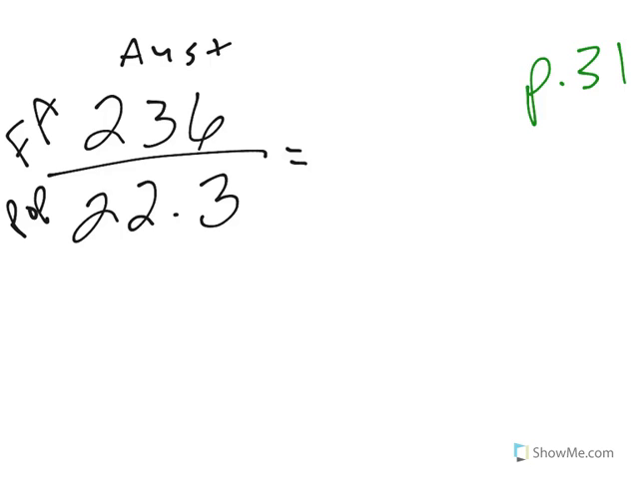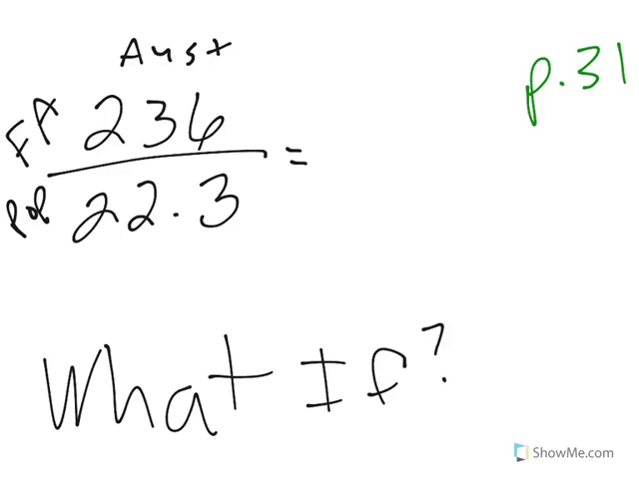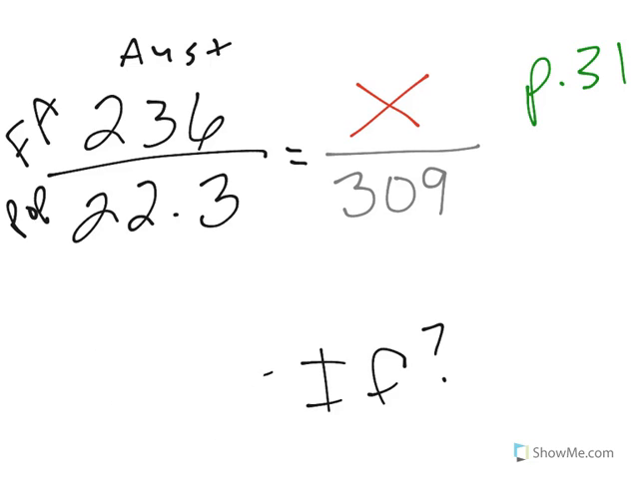Now we want to say, what if, so these are big what-if questions. What if the U.S. had the same proportion as Australia? Well, we know the population of the U.S. is 309 million, right? And since both populations are in millions, we are okay with not writing all the zeros. So we want to know, how many firearm deaths would the U.S. have if they were proportional to Australia? So when you're looking at this proportion, let's cross multiply.